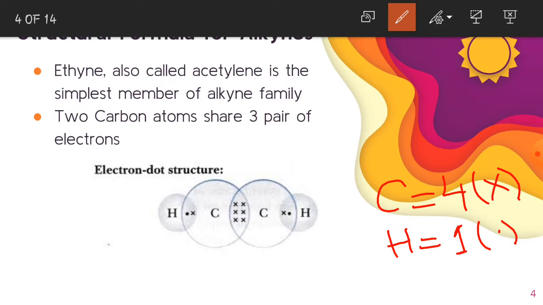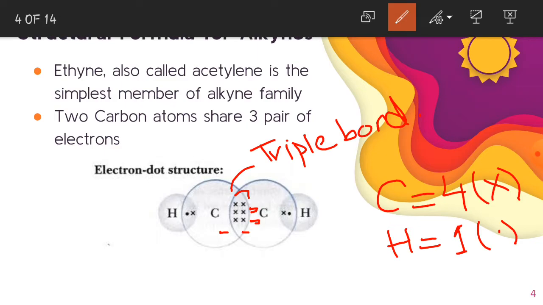Now, since carbon contains 4 electrons in its valence shell, out of 4 electrons, carbon shares 3 electrons with another carbon atom to form a triple bond. So a triple bond is formed by the sharing of 3 pairs of electrons. This is one pair, this is the second pair, and this is the third pair.